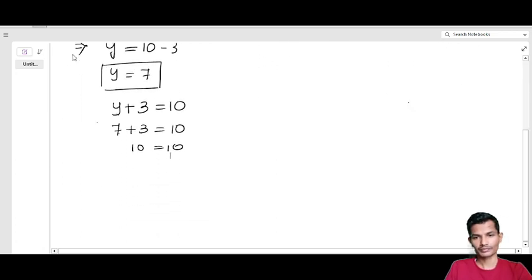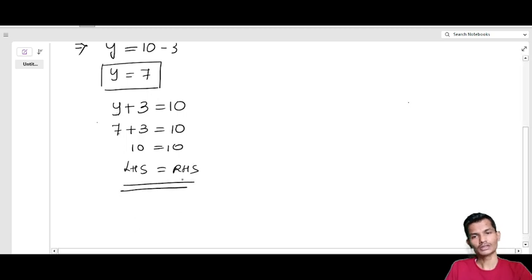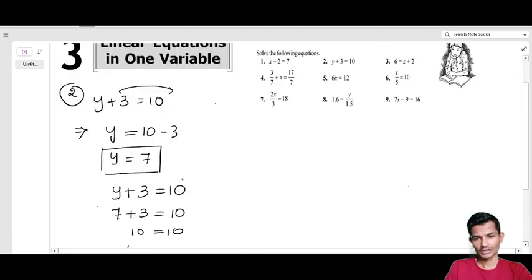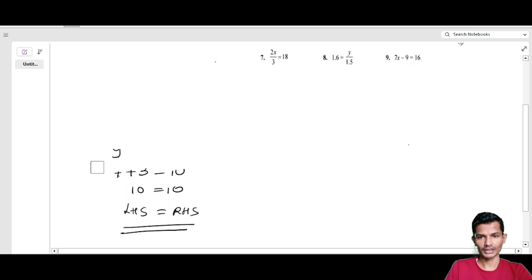So we can say that LHS of this equation is similar to RHS of this equation. So both are same. So we can say that this particular y equals 7 is correct. Okay, this is very easy because it's similar to the first problem. So now we can go to the third question, that is 6 equals z plus 2.